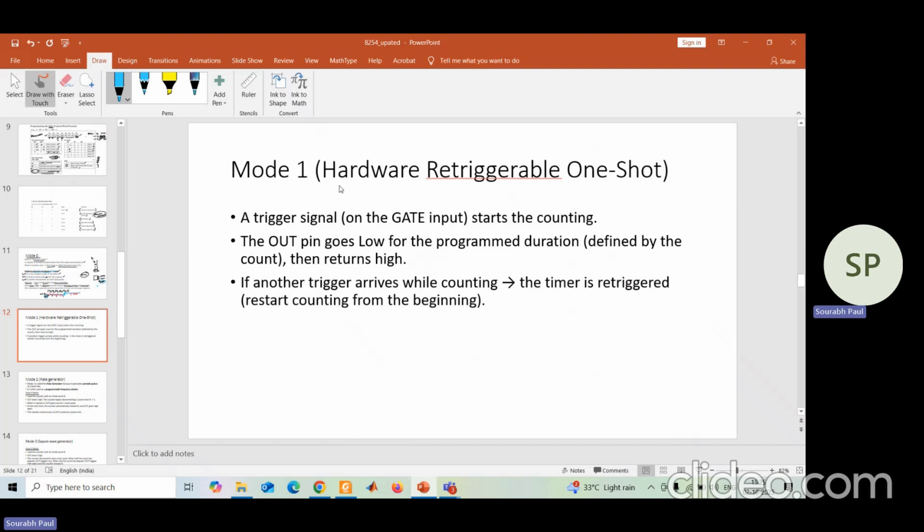So the other name of mode 1 is hardware retriggerable one shot. So why is it known as triggerable? A trigger signal, that is, you have to give one signal to the gate terminal to start the counting operation. Okay, that is the first feature of this particular mode. Then the output pin will go low during the counting interval.